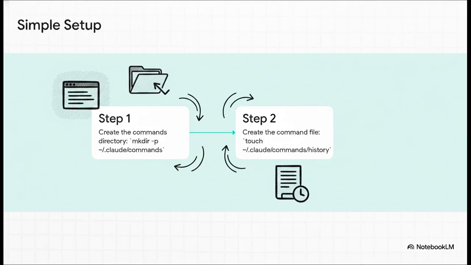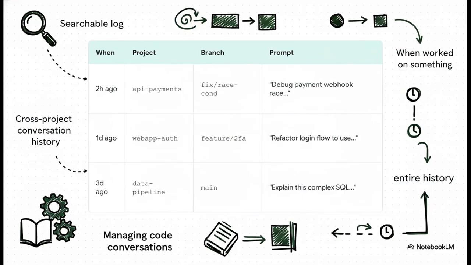And the best part? You might be thinking this is going to be complicated. It's not. Setting it up is unbelievably simple. You just run these two little commands in your terminal. First, you make a directory for custom commands. And then, you just create the history file inside it. That's literally it. You're ready. And once it's set up, you just run /history, and you get this beautiful, clean output. It's this perfect, searchable log showing you when you worked on something, what project it was, the Git branch, and the exact text of your prompt. It's your entire conversation history, across every project, all in one place.